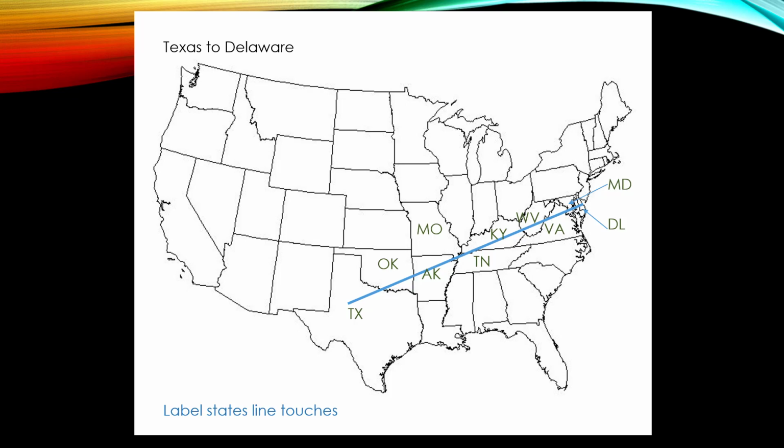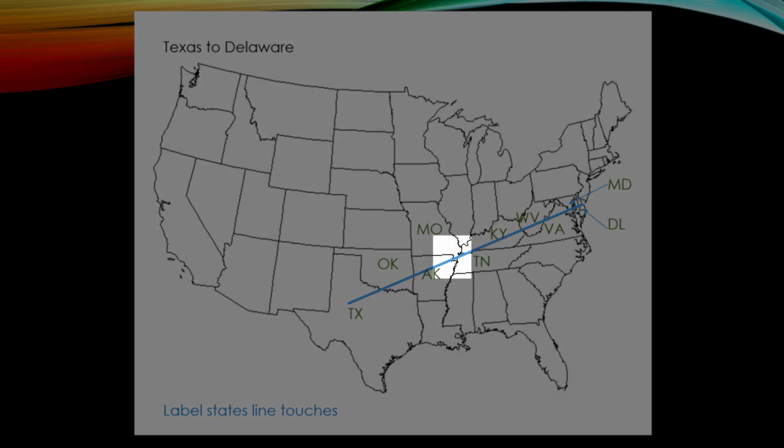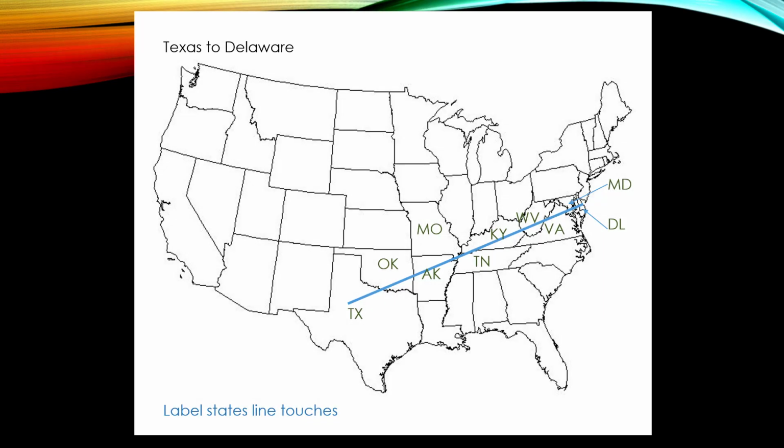When you look at Missouri, Missouri has that weird little appendix that hangs down, and my line is just barely touching it, but I still had to label it. Label every state that your line touches. Do not label states that your line does not touch.